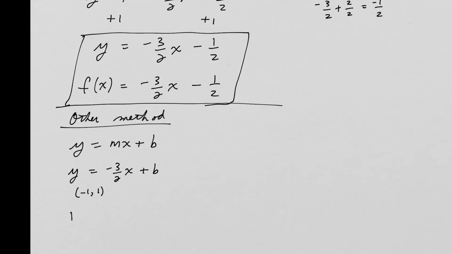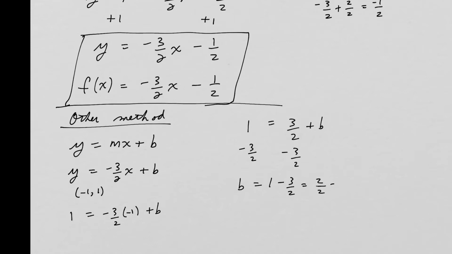So where I have a y, I put in a 1. Where I have an x, I put in a negative 1. So this is now saying 1 is equal to, well, negative 3/2 times negative 1 is positive 3/2 plus b. Now I just have to solve for b, right? So how do I solve for b? Well, I need to subtract 3/2 from both sides. So b is going to be 1 minus 3/2, but that's the same as 2/2 minus 3/2, which is equal to negative 1/2.